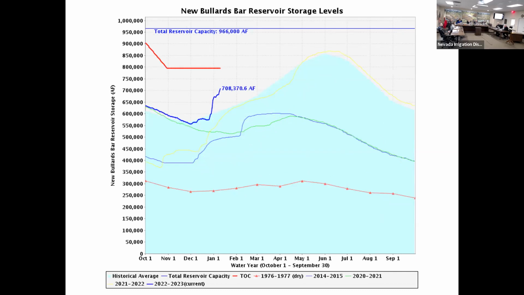And then Bullards, same situation there. They have filled in a hurry. I would imagine they'll start dumping for flood control. I mean, I think they're already releasing, but they may have to really turn the corner and release more. But they're at 73% of capacity, 116% of average.